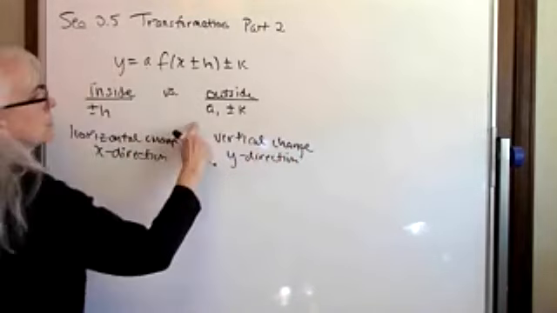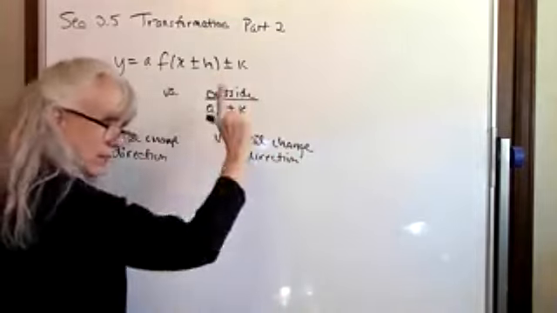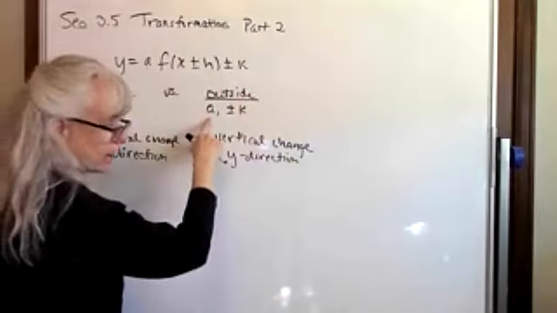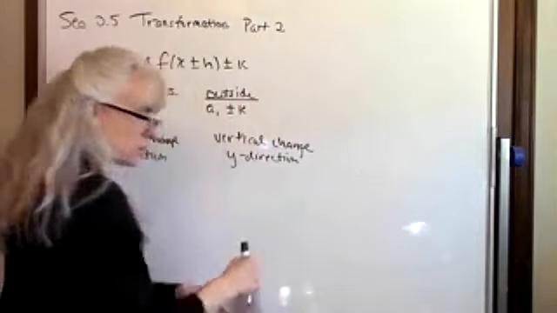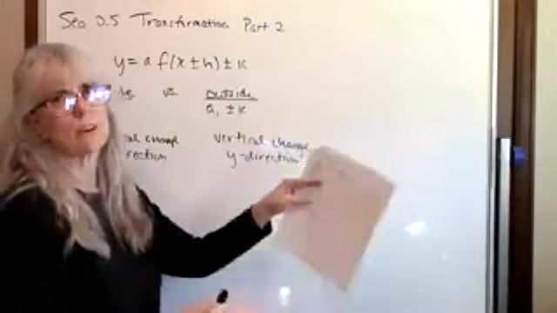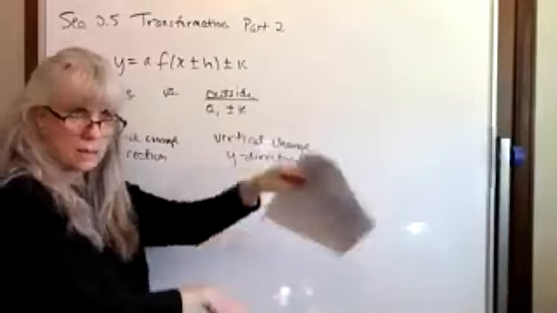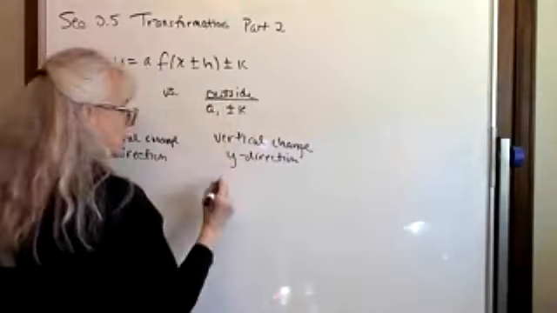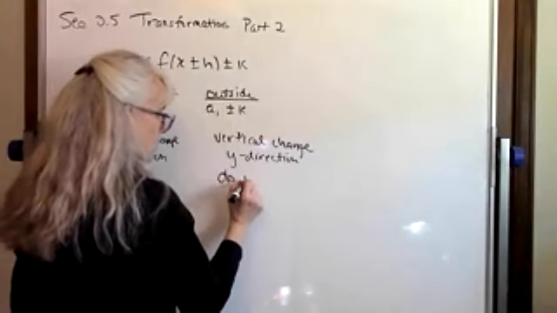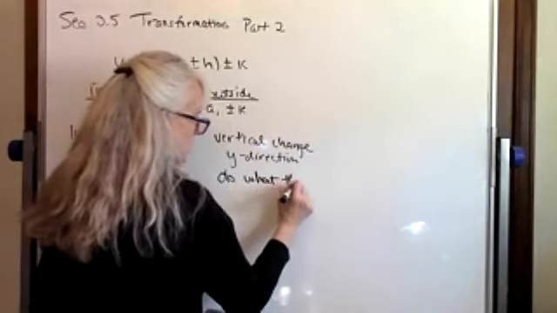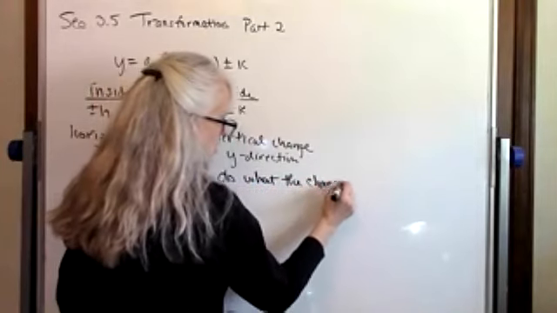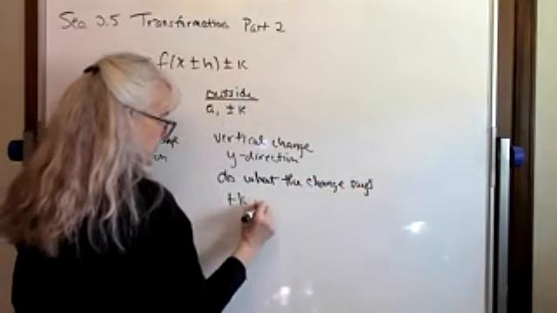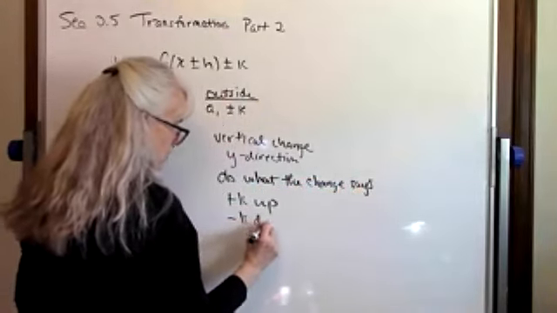What we notice is that when we were changing on the outside, if it was a plus k, it went up. If it was a minus k, it went down. If it's an a that is greater than 1, then it does a vertical stretch. If it's an a less than 1 in absolute value, ignoring the sign, it does a vertical compression. So those changes in the y direction do exactly what they say. Positive k moves it up, minus k moves it down.